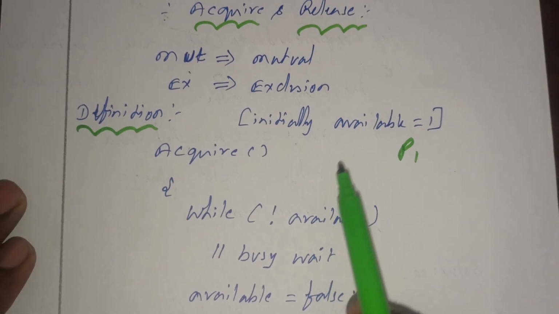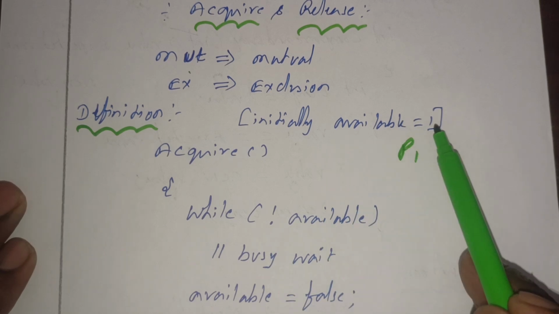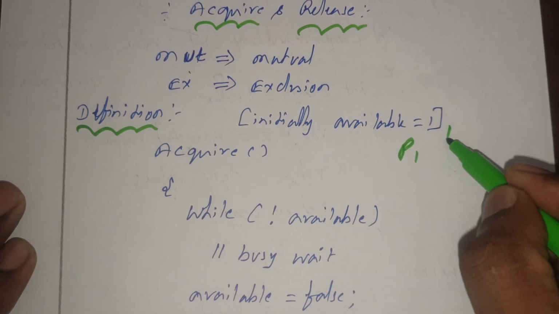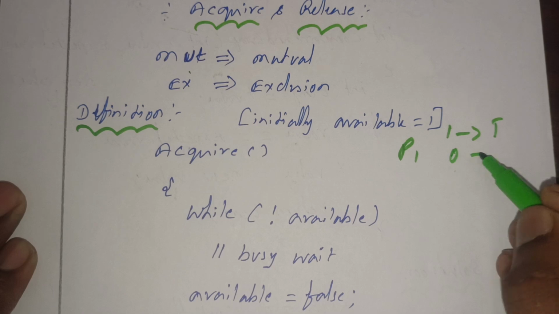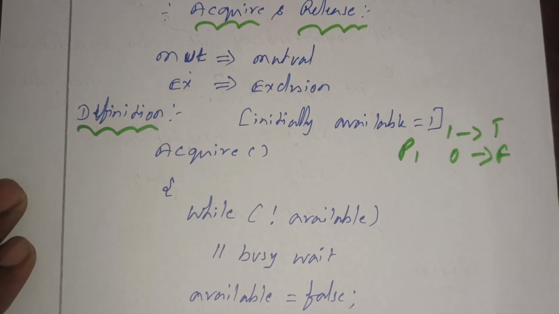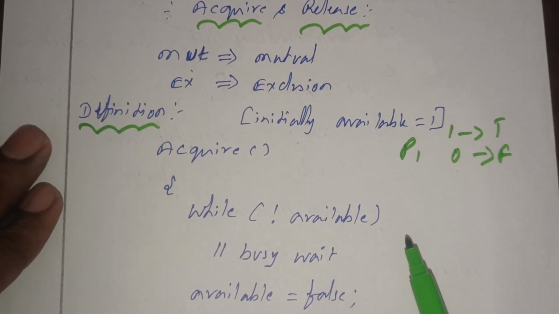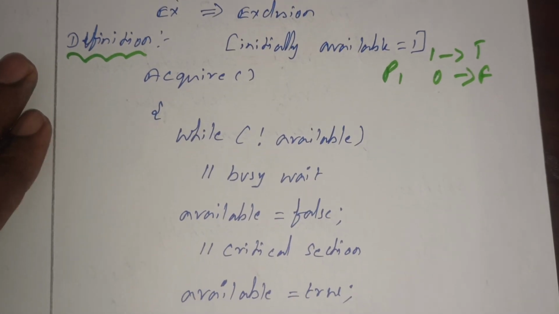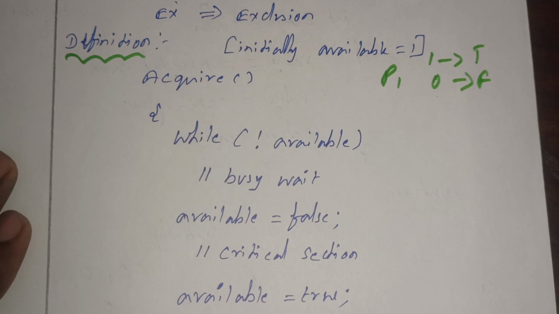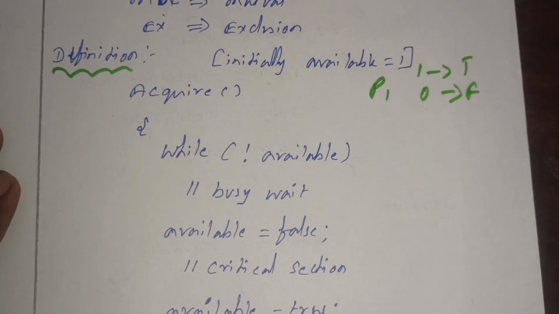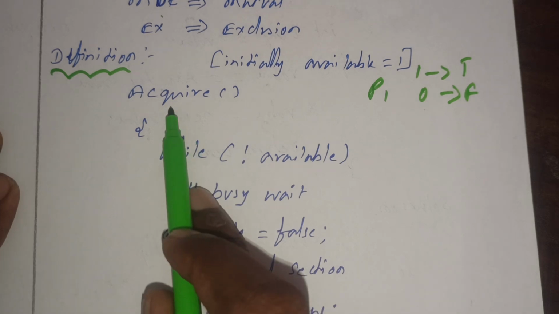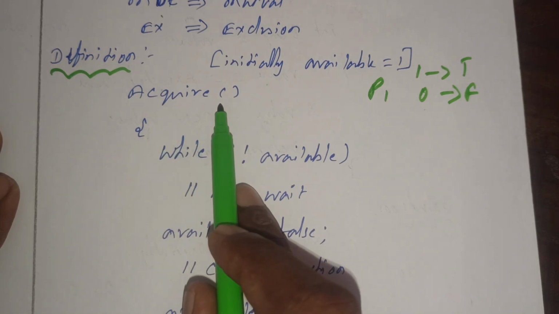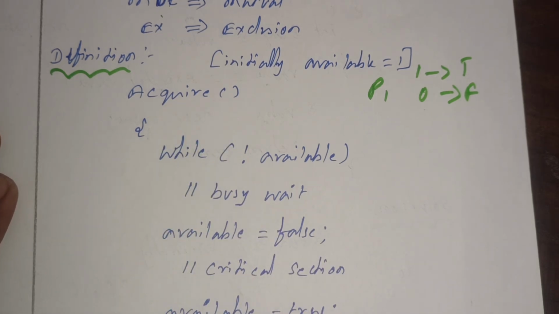Now initially the available value is set to 1. 1 is true, and 0 is false, right? I'm going to explain side by side how this available is working, how available is false, how available is true, and how exactly process 1 enters and exits this particular critical section, right? Now this is an acquire function which works with this particular while loop.